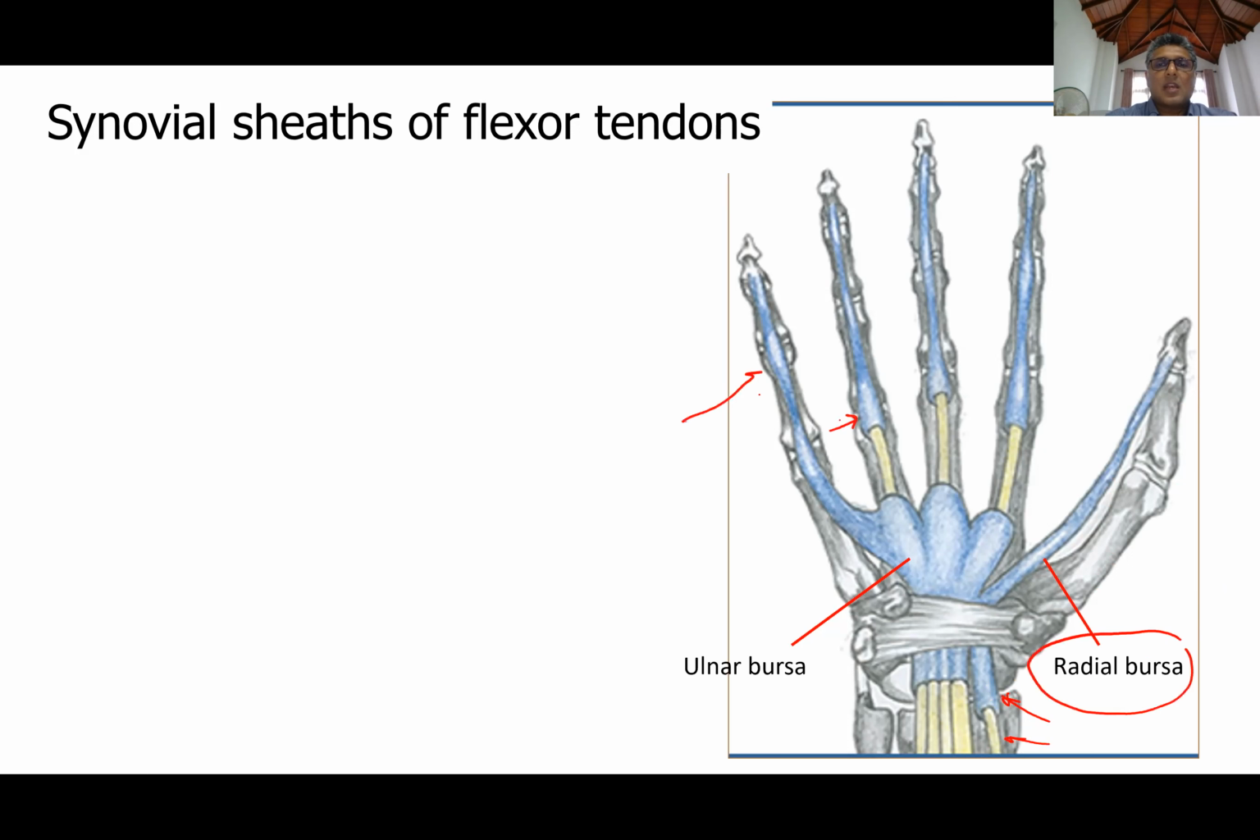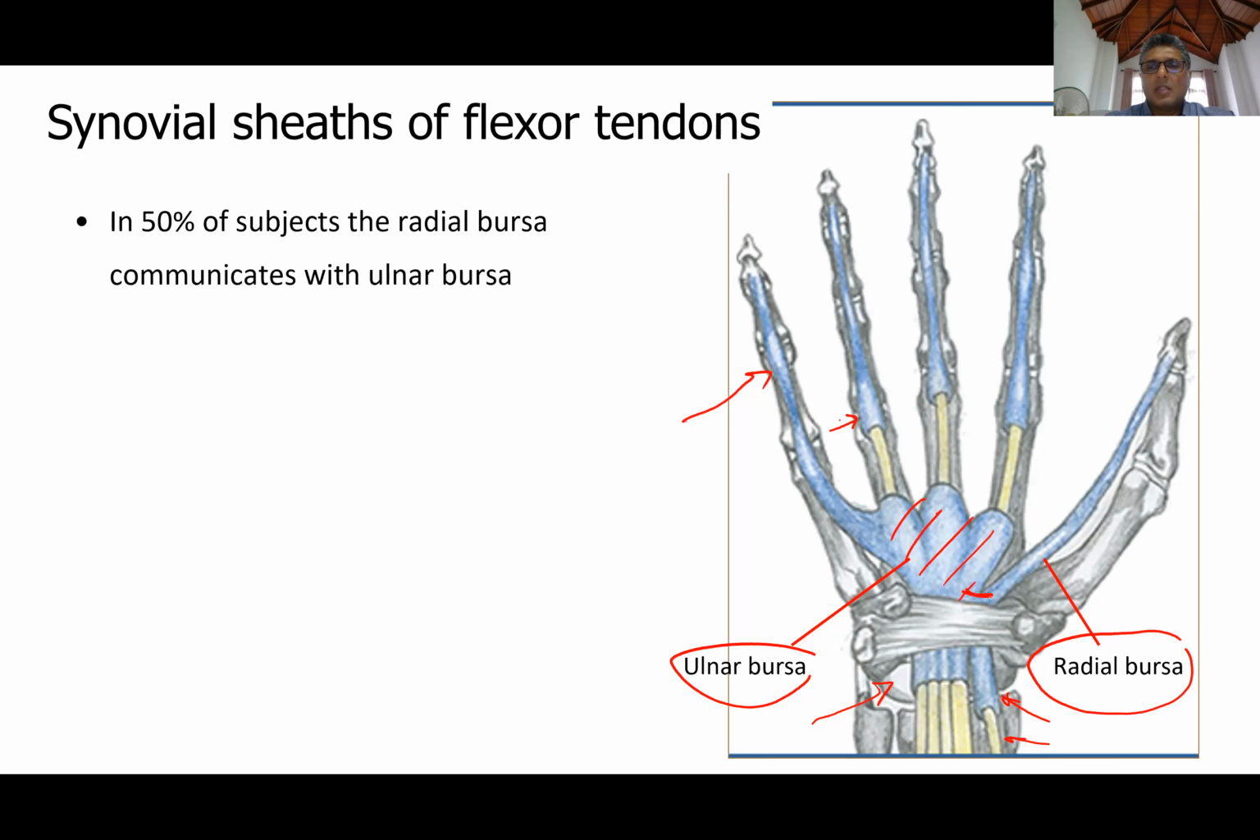Similarly, the little finger synovial sheath also continues into the forearm space, the space of Parona, and it is called the ulnar bursa. The only difference is that in the palm, the ulnar bursa actually encloses the second, third and fourth tendons as well in a common synovial sheath. In about 50% of the cases, even though we draw them separately, the radial bursa and ulnar bursa communicate. And even if they don't communicate there, they can communicate through the forearm space.